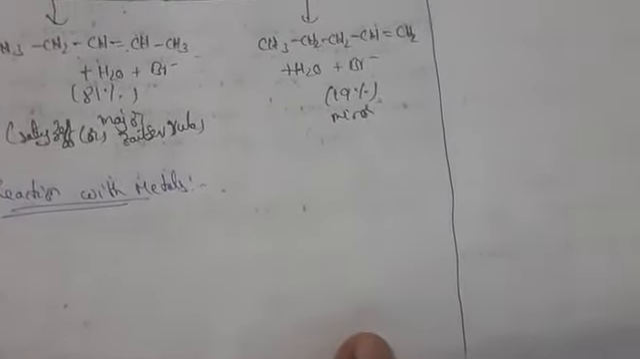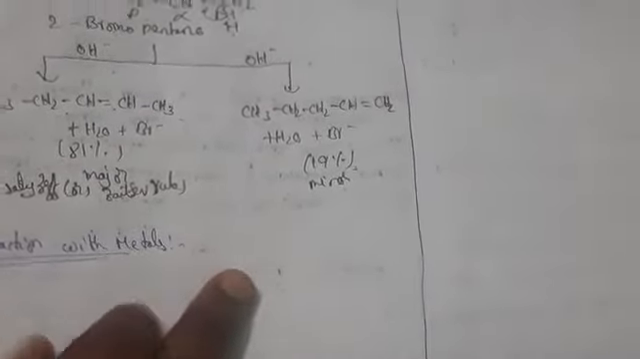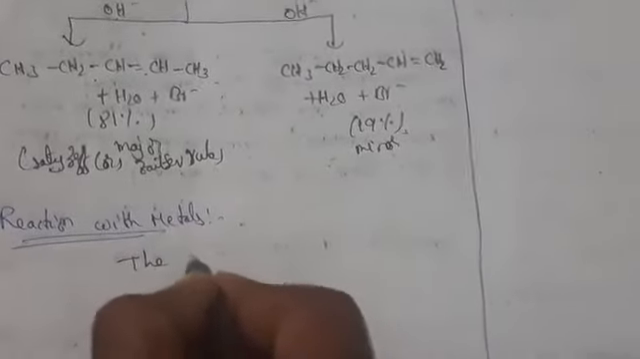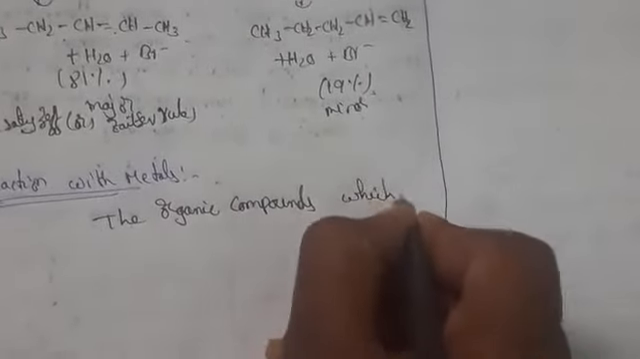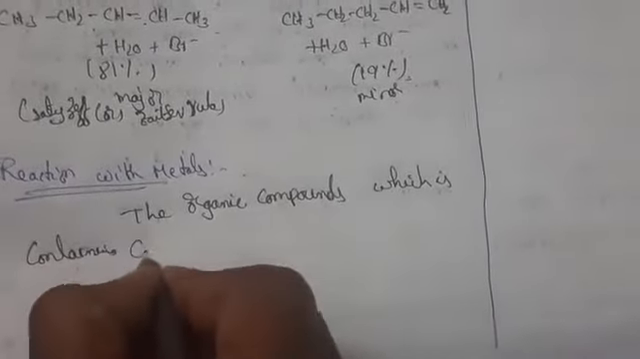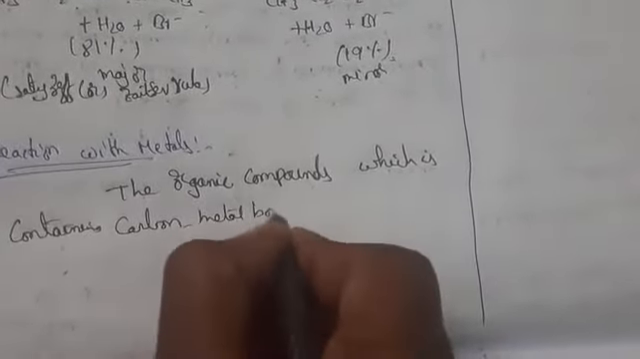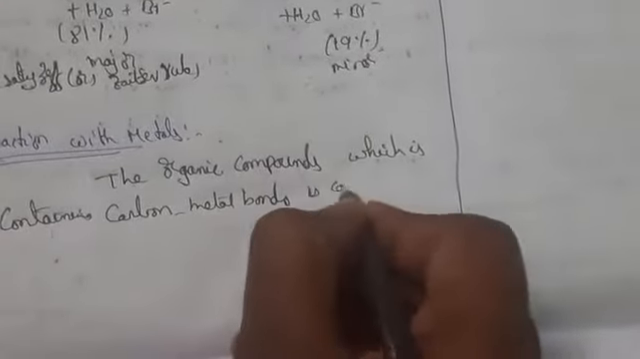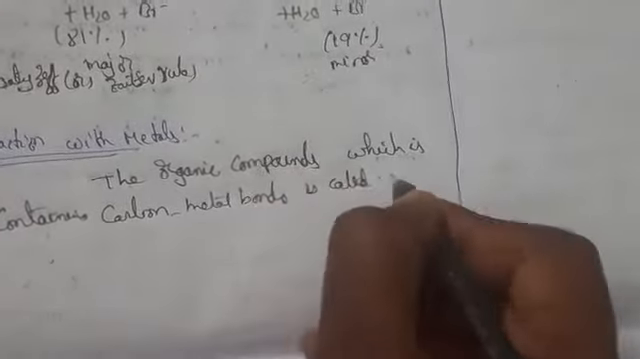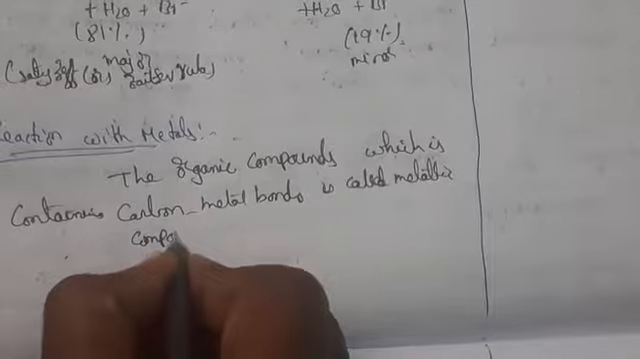So what are organometallic compounds? We can say, the organic compounds which contain carbon-metal bonds, we call them organometallic compounds. Okay, so this is general.